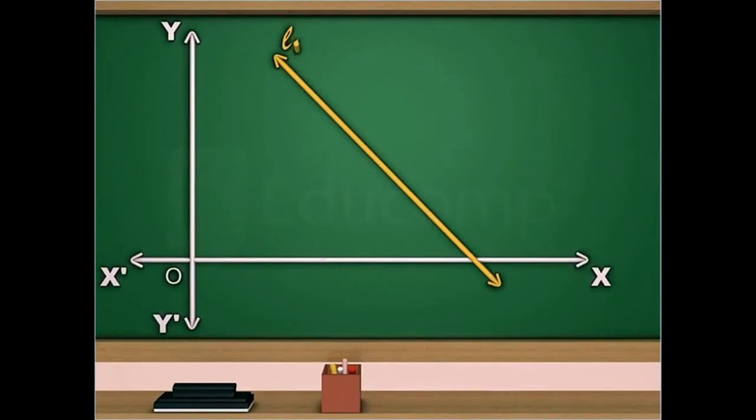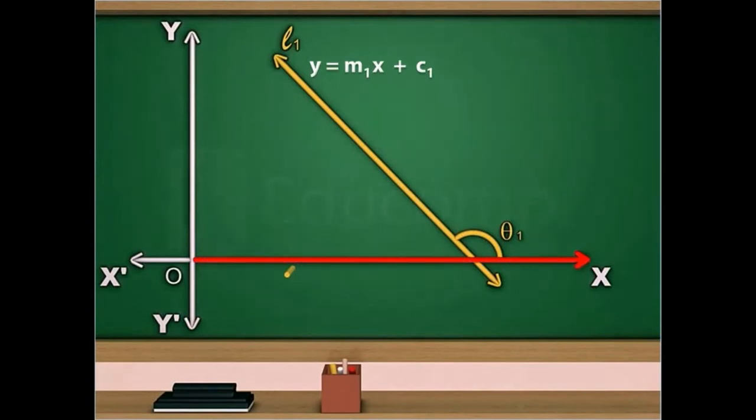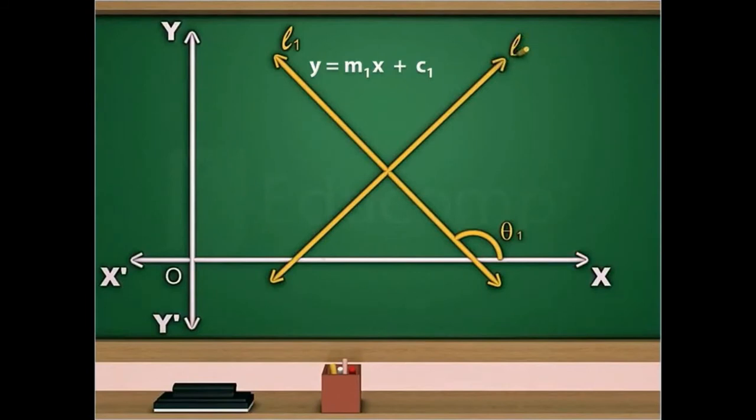Consider a line L1 whose equation is y is equal to m1x plus c1, and it makes an angle θ1 with the positive direction of x-axis. Now consider another line L2 represented by the equation y is equal to m2x plus c2 intersecting line L1 at point P, and it makes an angle θ2 with the positive direction of x-axis.